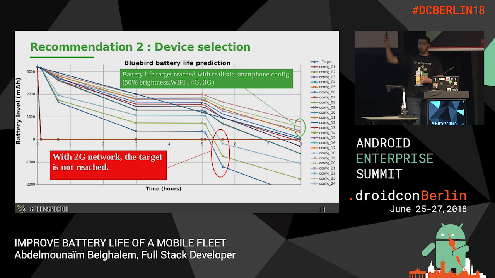Nevertheless, even if the Bluebird was not able to stay on for 8 hours with full 2G from the beginning, which is rarely the case, of course, it was the cell phone that was selected by the SNCF, because the other cell phones, even when not in 2G, with some normal configurations, weren't able to last at least 8 hours.